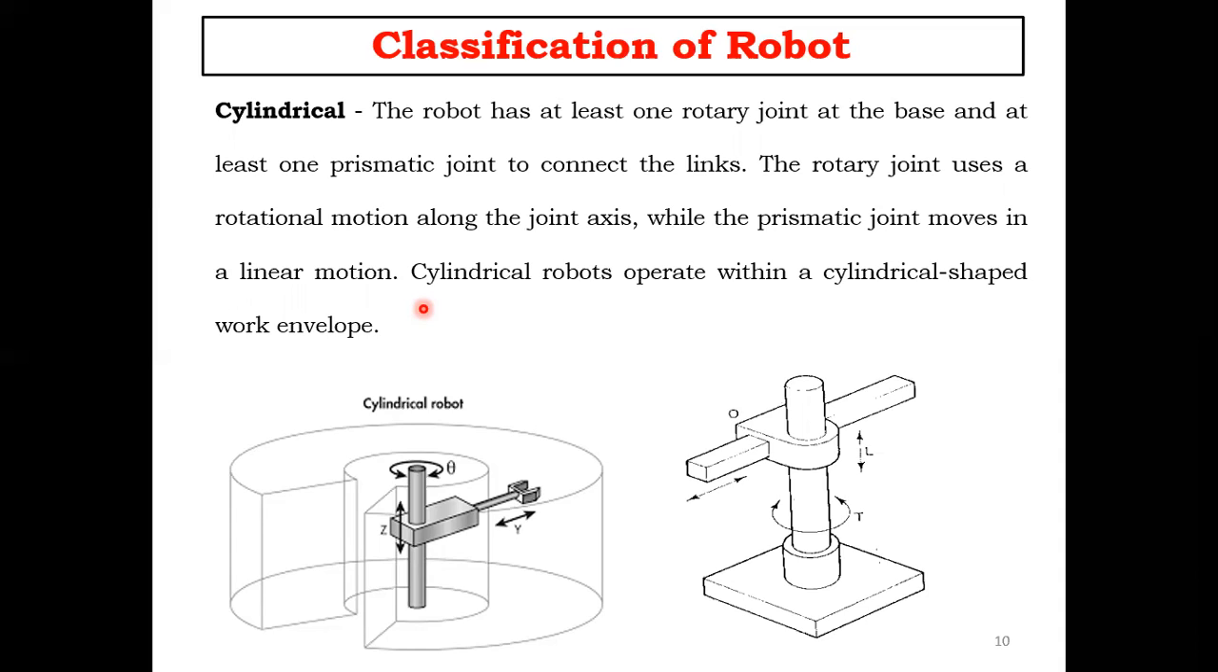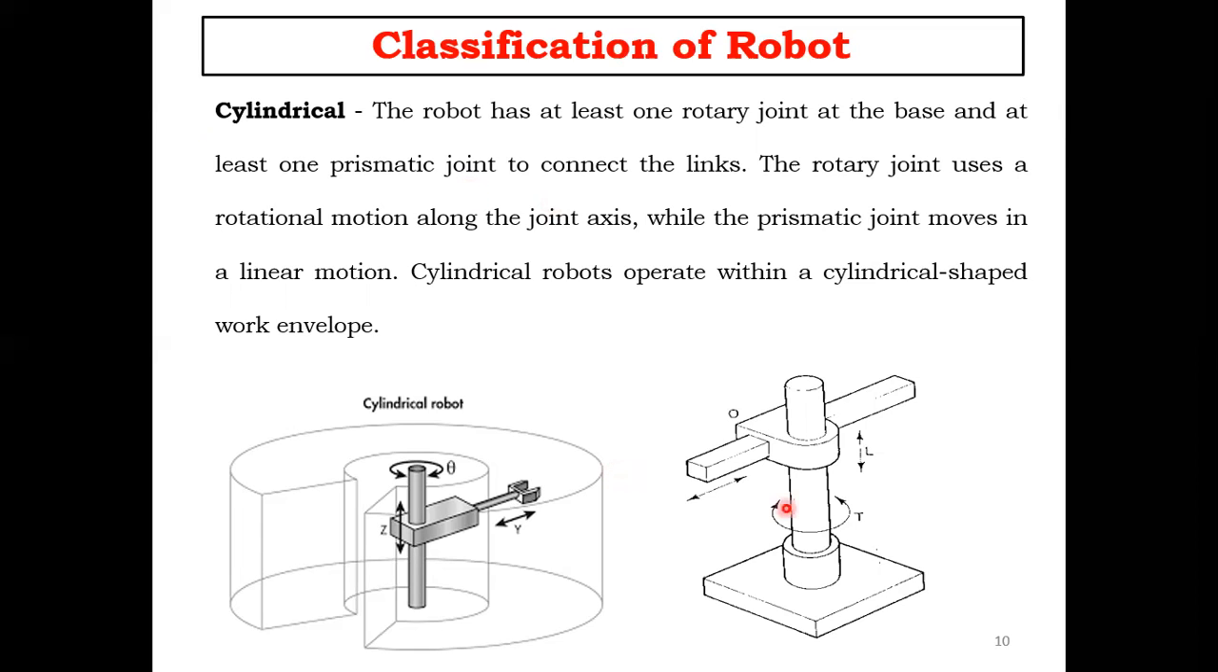The robot has at least one rotary joint at the base and at least one prismatic joint to connect the link. The rotary joint uses a rotational motion along the joint axis, while the prismatic joint moves in a linear motion. So cylindrical robots operate within a cylindrical shaped work envelope. So only it is called cylindrical.